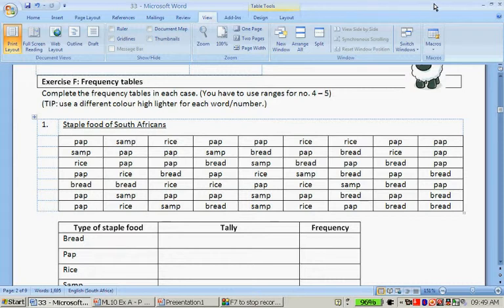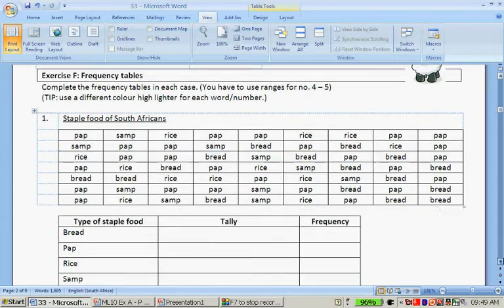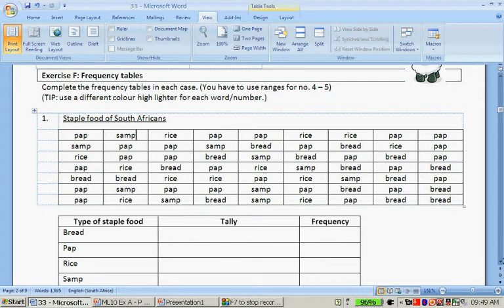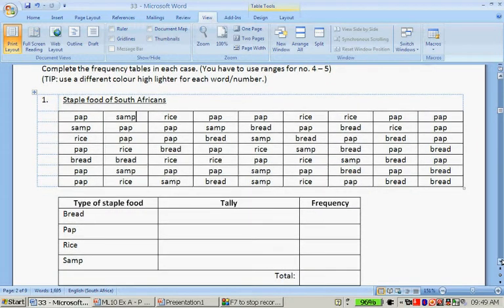Right, so now this is the exercise that I'm going to look at. It says complete the frequency table in each case. You have to use ranges for numbers 4 to 5. Tip, use a different color highlighter for each word or number. Right, so number 1, you have to complete the table. Staple foods for South Africans: pop, samp, rice, pop, rice, and there's some bread as well. And you have to tally and do the frequency.